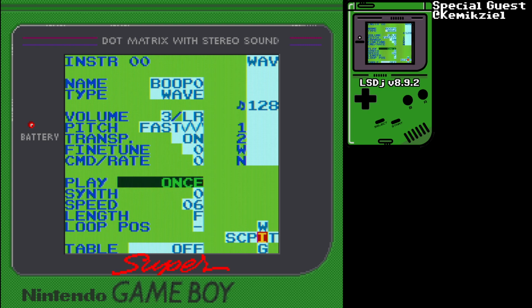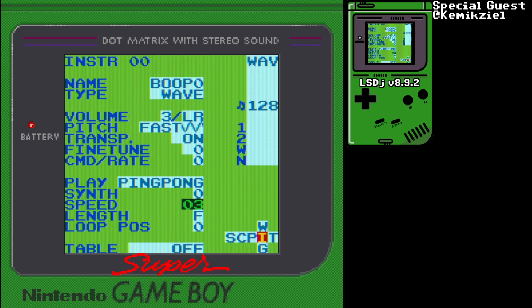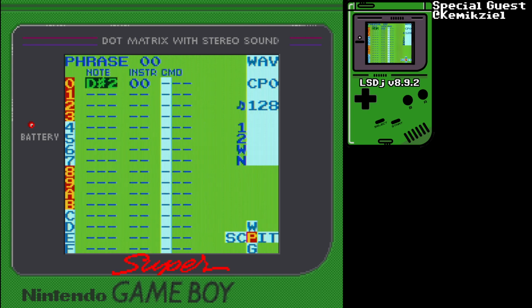And of course, this is your typical, I don't know, speed 3, ping pong, loop position 0, I think. It's more apparent if you slow down the speed, or speed it up. So that's what that does. It's kind of like having, I don't know, 15, or not 15, like eight different pulse waves in one.